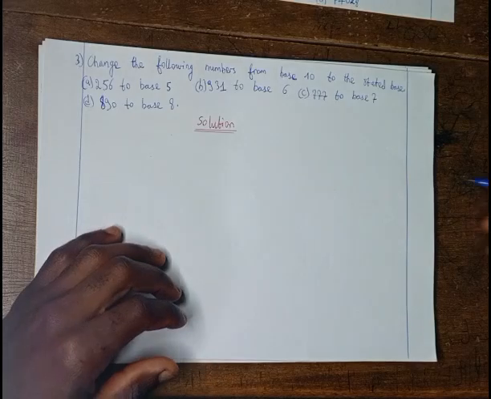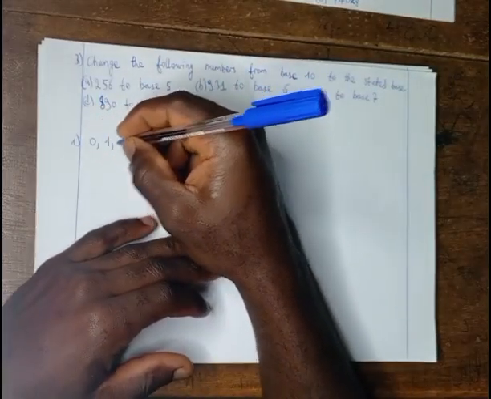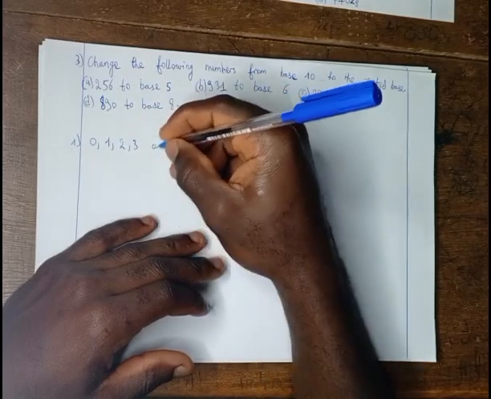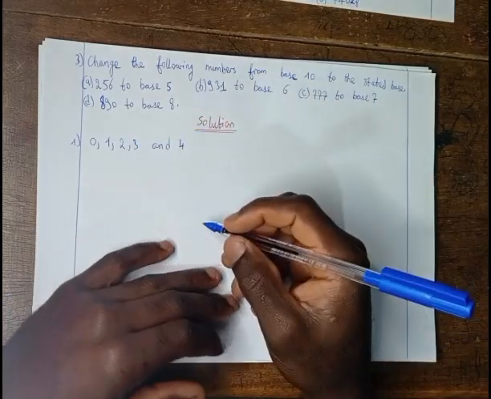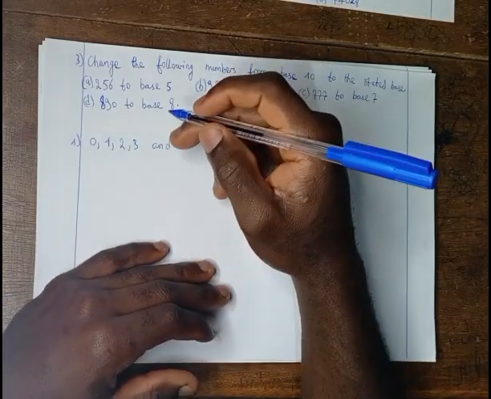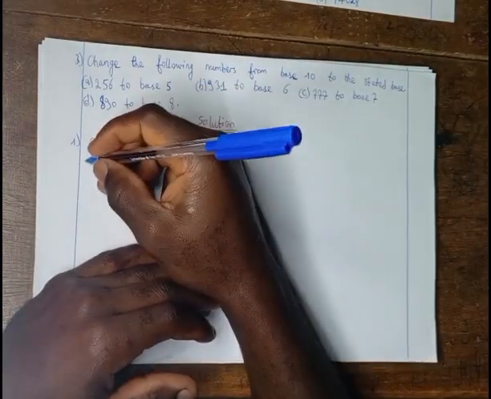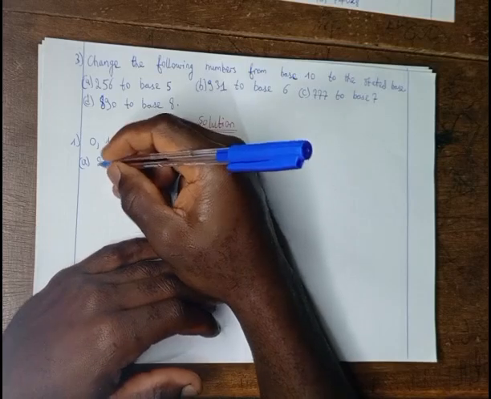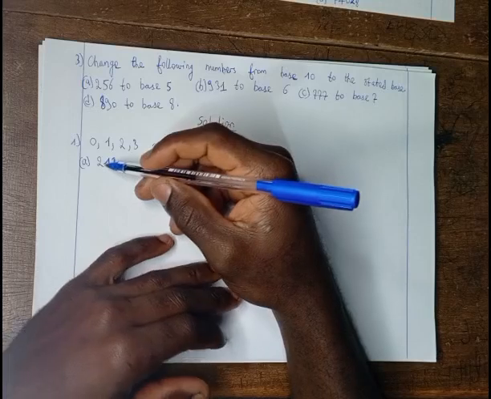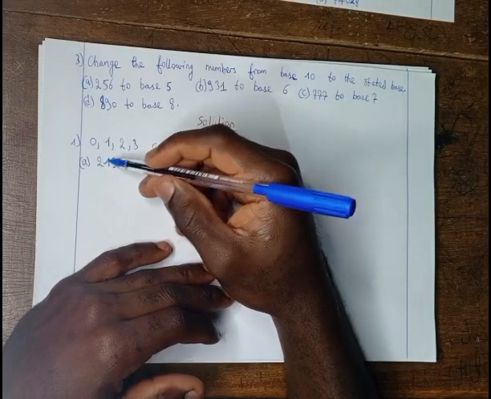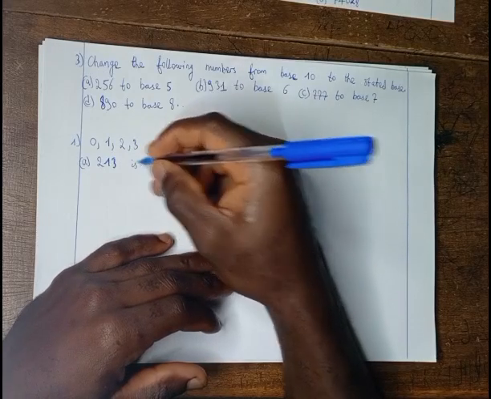Knowing base 5, we make use of the digits 0, 1, 2, 3, and lastly 4. We make use of 5 digits. All numbers in base 5 are built using these 5 digits. For the first number, A, we have the number 213. This number is built up using the digits 2, 1, and 3. The number 213 is in base 5.